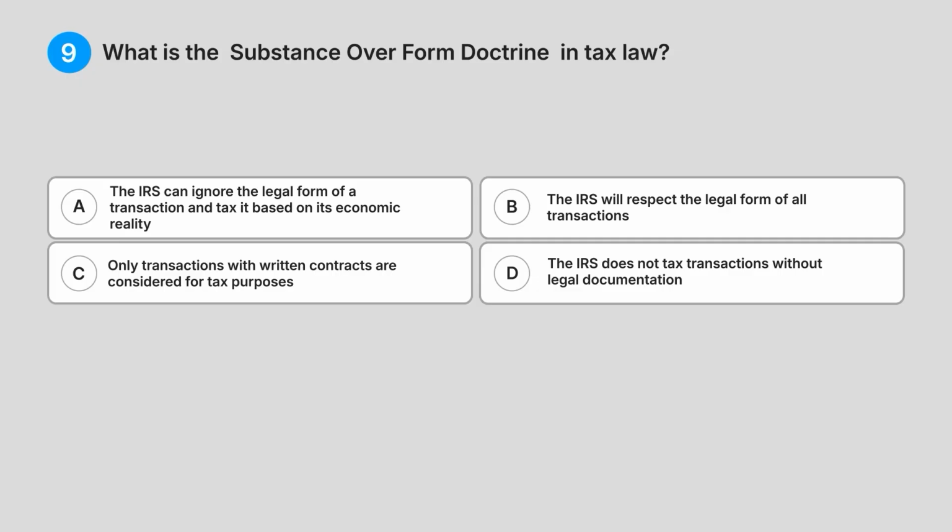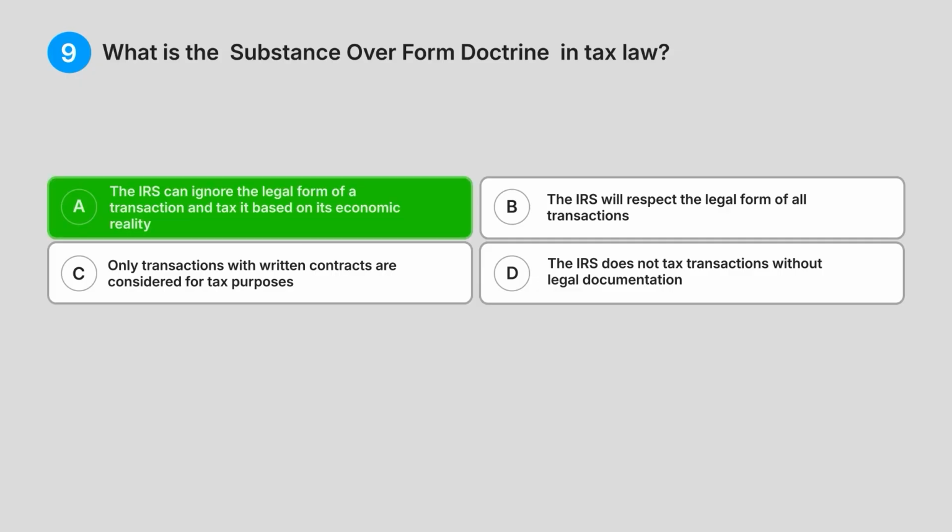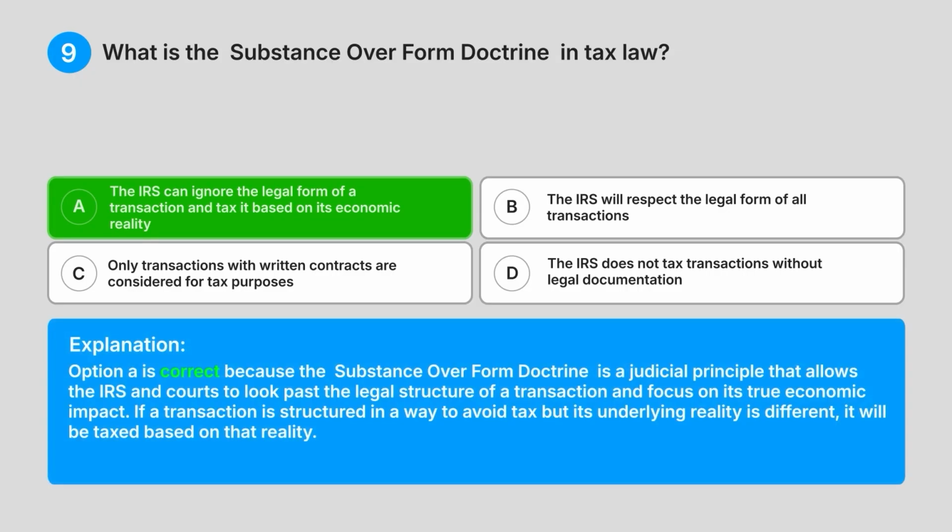Correct answer: A. The IRS can ignore the legal form of a transaction and tax it based on its economic reality. Explanation: Option A is correct because the substance over form doctrine is a judicial principle that allows the IRS and courts to look past the legal structure of a transaction and focus on its true economic impact. If a transaction is structured in a way to avoid tax but its underlying reality is different, it will be taxed based on that reality.